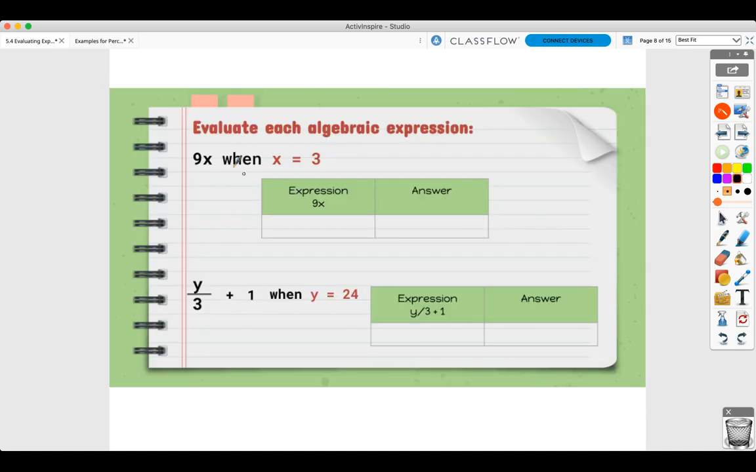Let's do more example problems. So remember, this means 9 times x. Don't ever forget that. So 9 times 3, because x is going to equal 3, and that gives you 27.